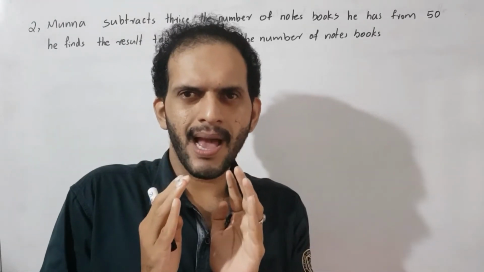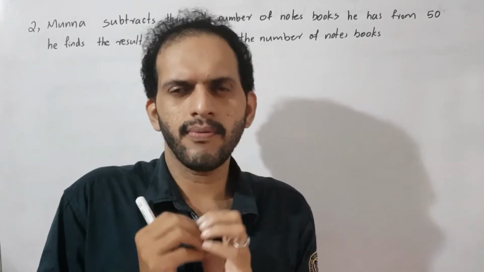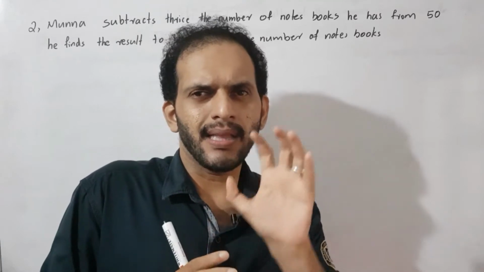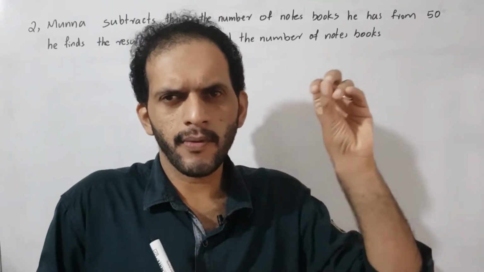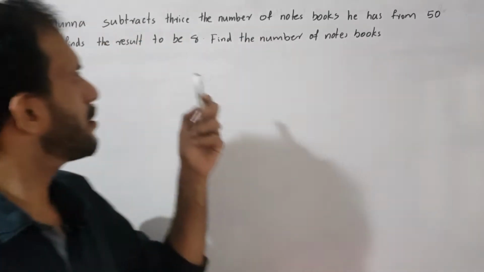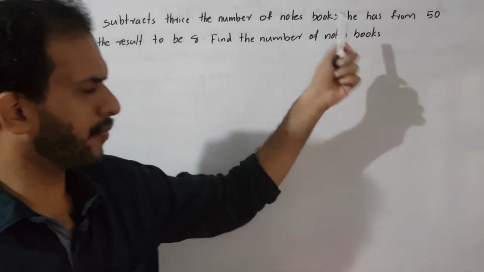If we subtract thrice the number of notebooks from 50, then the result is 8. Then what is the question? Find the number of notebooks.